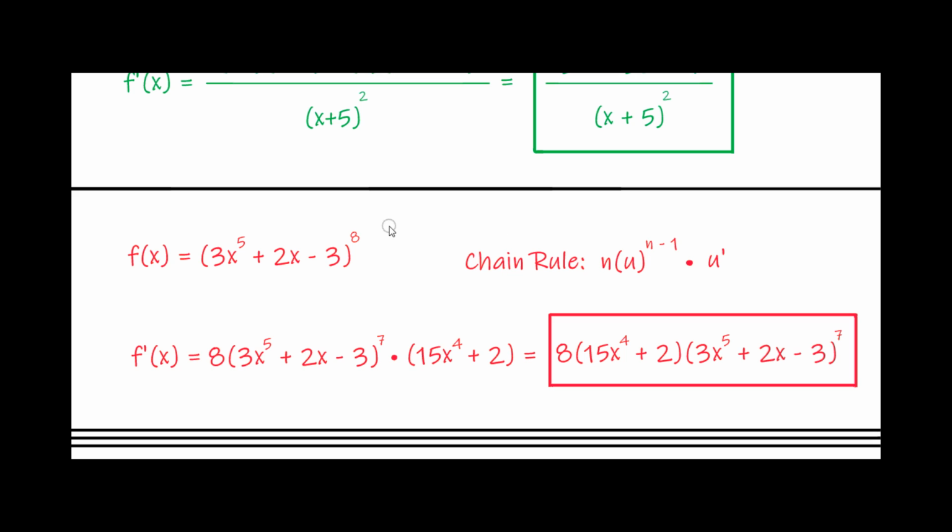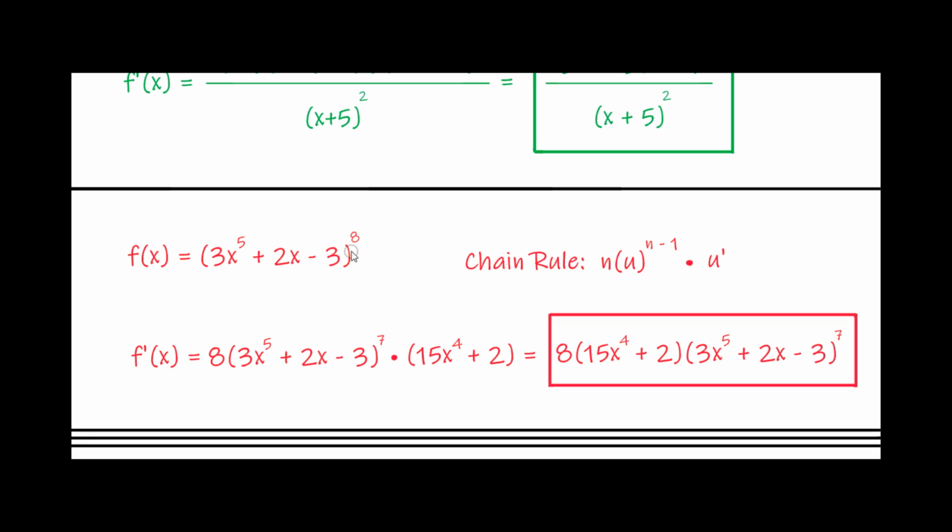We take the exponent, reduce the exponential value by 1 and place the original exponential value as the coefficient times the quantity without doing anything to the quantity. Then we multiply that by the derivative of what's in the parentheses.